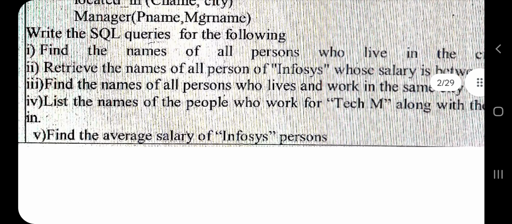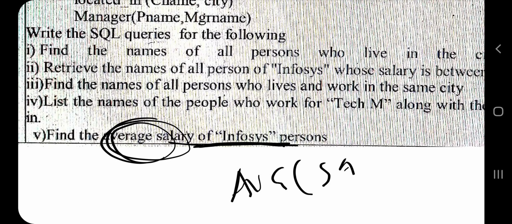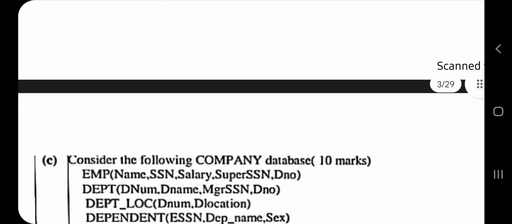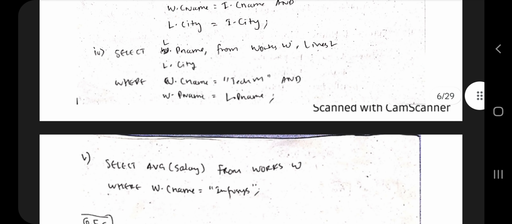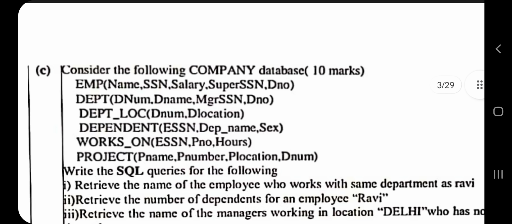The fifth one is find the average salary of the Infosys person. What we need to find? Average salary. How we will find that? AVG salary. How we will know the person is working in Infosys? Which table we have to consider? Works. Select average salary from works where works.c_name is equal to Infosys. Okay, simple, right? Select average salary from works w where w.c_name is equal to Infosys. If this is clear, we can move on to the second question.